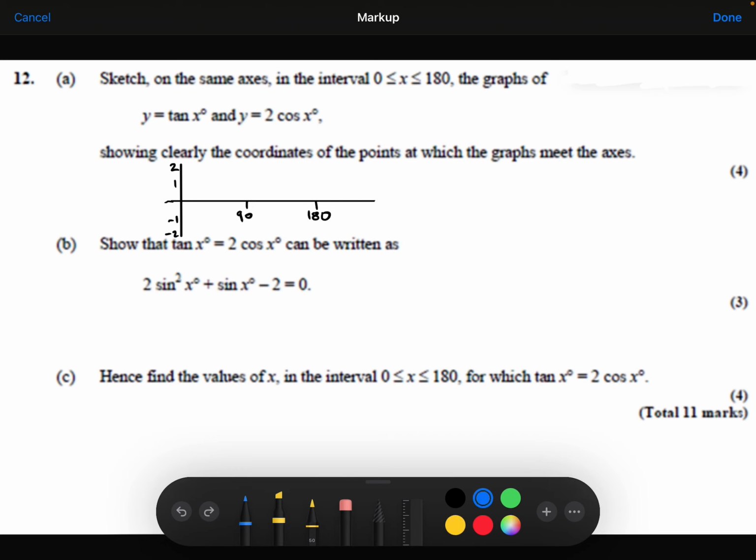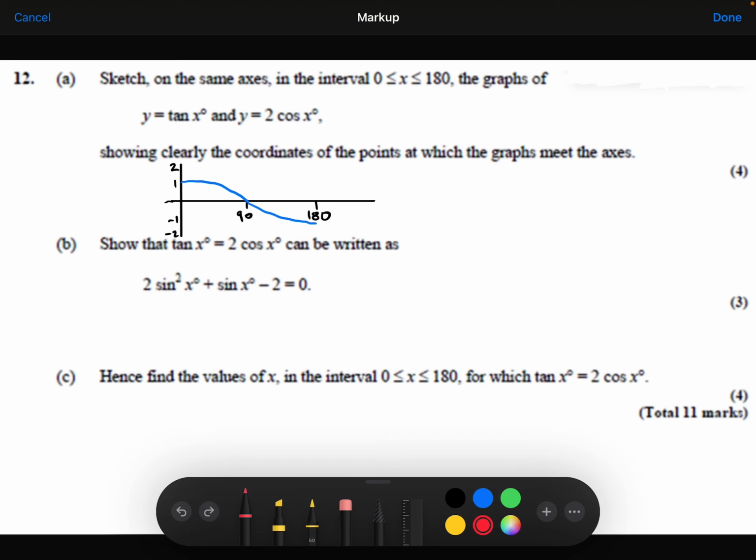So I know the cos graph usually starts at 1, goes down to 0 at 90 degrees, and then goes down to -1 at 180. I am now just going to multiply all of the y coordinates by 2 because of the 2 at the front there.